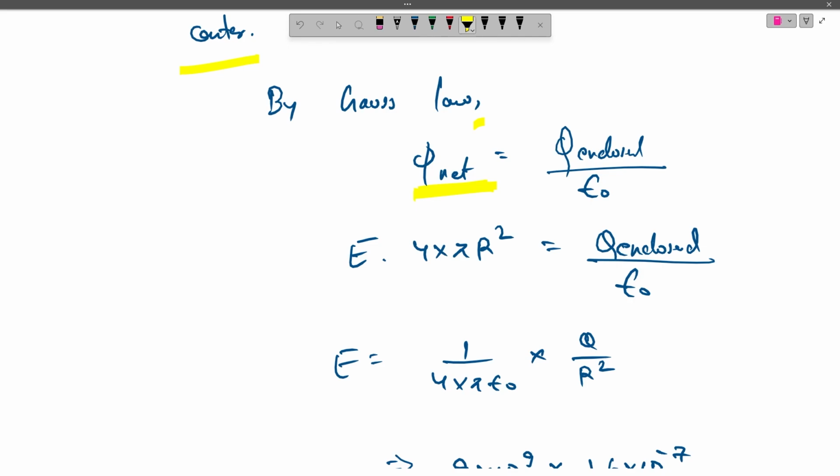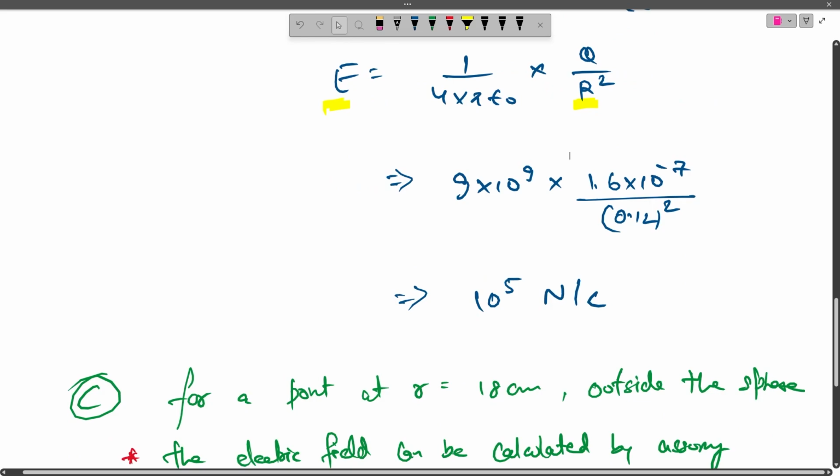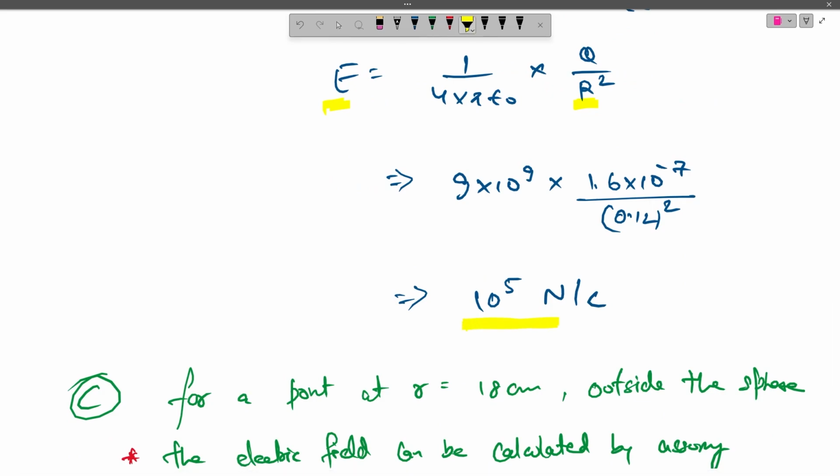Now flux is defined as the dot product of electric field and area. The surface area of the sphere would be equal to 4 pi r squared, and E is the electric field. Here we are assuming the whole sphere to be the Gaussian surface, so the charge on the sphere would be Q enclosed, and the area would be 4 pi r squared. Now E would be equal to 1 by 4 pi epsilon naught multiplied by Q by r squared, where r is the radius of the sphere. While calculating, we come to the conclusion that the electric field just outside the sphere would be equal to 10^5 Newton per coulomb.